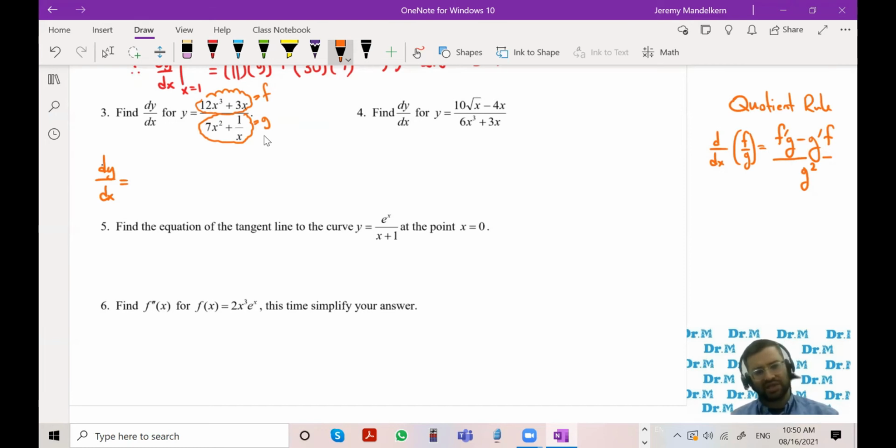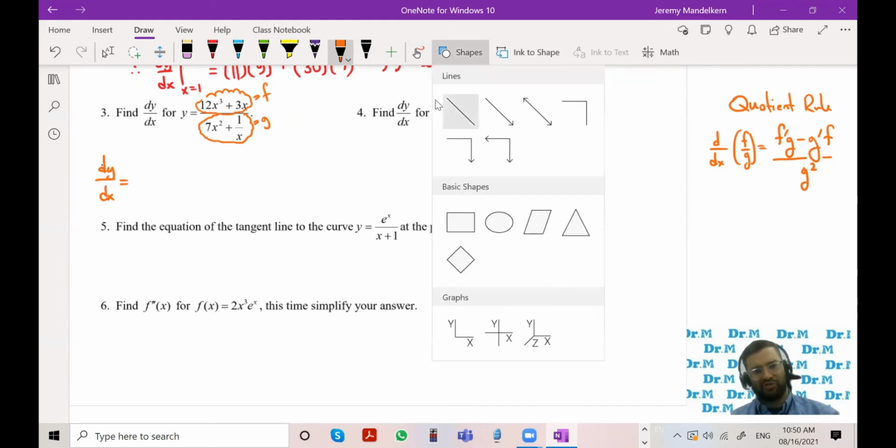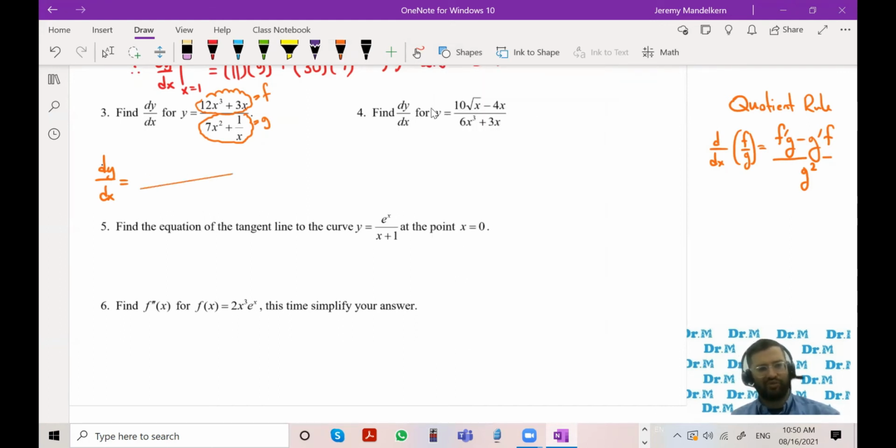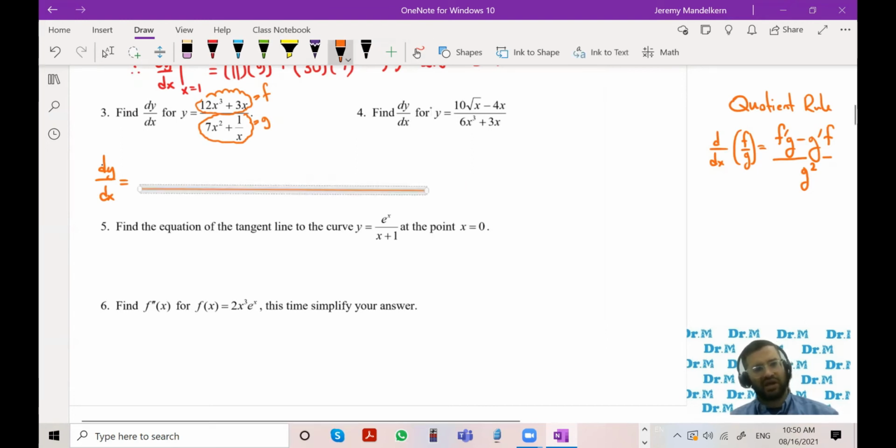Now, in this case, we have f and g as given. So I'm going to write the rule or just refer to it. We could put a big division bar for starters. How big to make it? So probably that will be large enough right there. And then in the denominator, we'll go ahead and just write g squared. So that is 7x squared plus 1 over x, quantity squared.